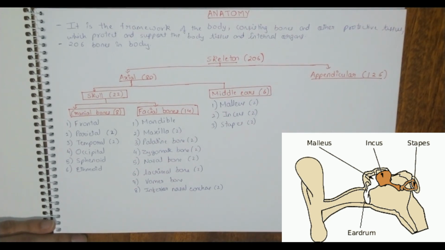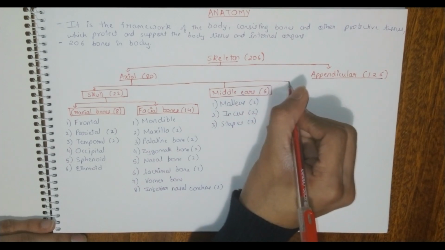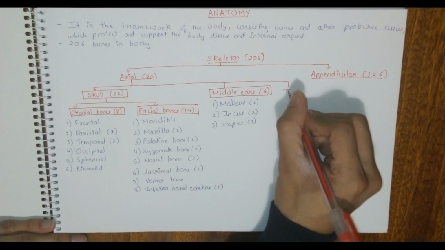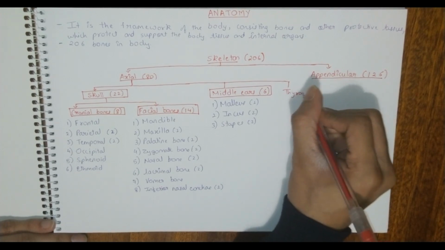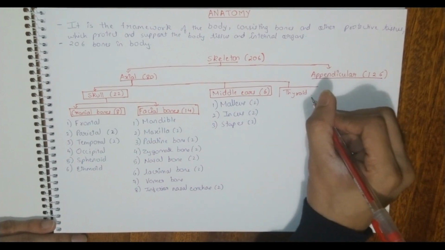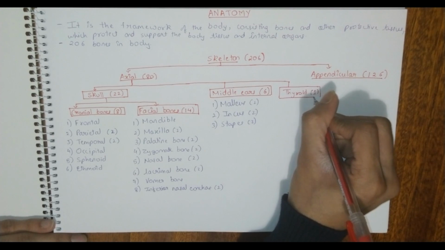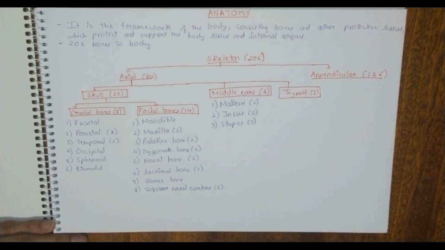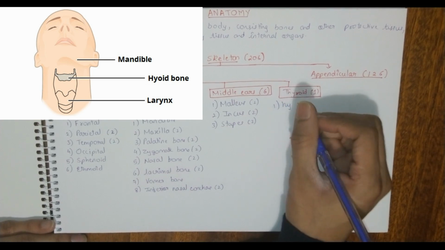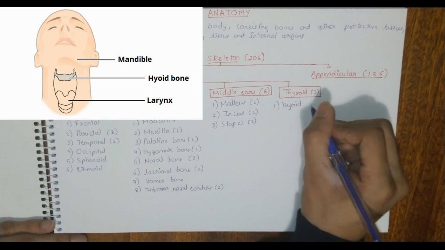The third one is hyoid. Hyoid contains only one bone, and the one bone is hyoid bone. You may be seeing the diagrams to the edge. You can refer to these diagrams, it is for your ease.